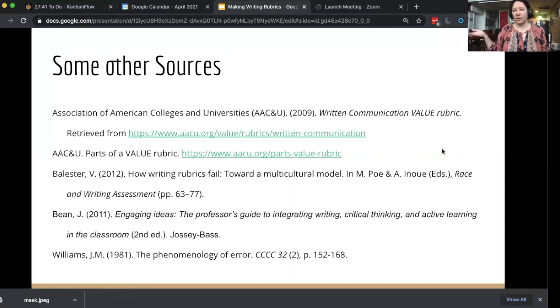All right, so here are a couple of sources I've used throughout this. This article on multicultural rubrics is really great. This was where that question rubric came from. And this was that article about error.